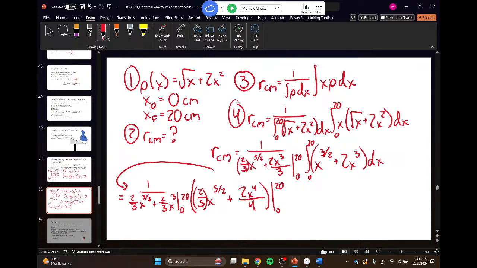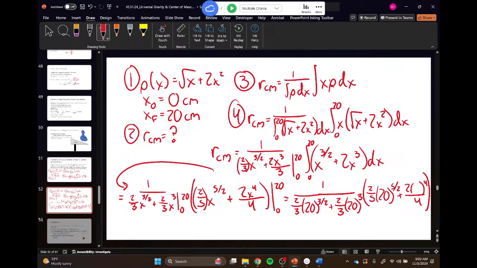You put 0 in, everything goes away, so we're just going to put the 20 in. That's all we need. I could factor out x's. I would do that if it was me, but I wouldn't want to write this much. So 2/3 times 20 cubed, times 2/5 times 20 to the 5/2, plus 2 times 20 to the 4th divided by 4, close the parentheses. And then you plug that nonsense in a calculator.